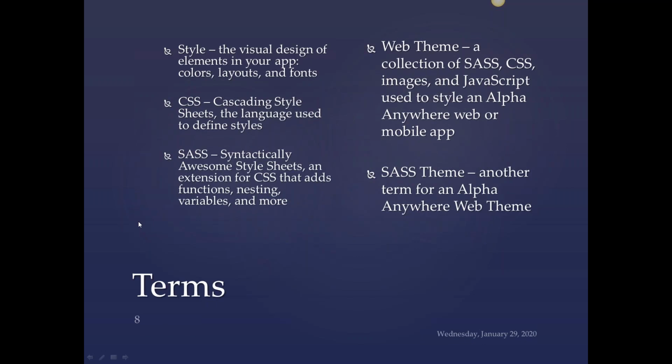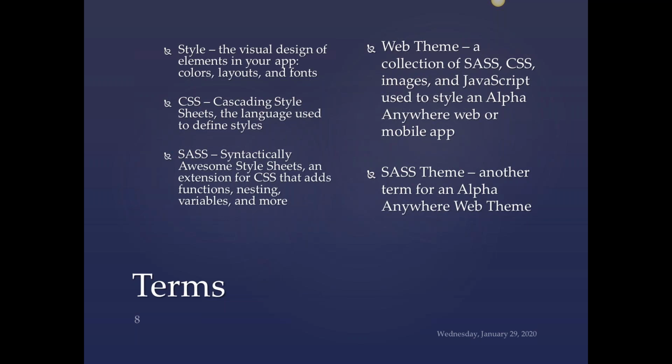Before I get into this too much, I just wanted to go over a few quick terms. Style is what we use to describe how an app looks. It's not the content. It's not the text on the screen. It's the color of the text, the font, the spacing around the text, and just the spacing of everything. So when you hear style, that's what we're going to refer to.